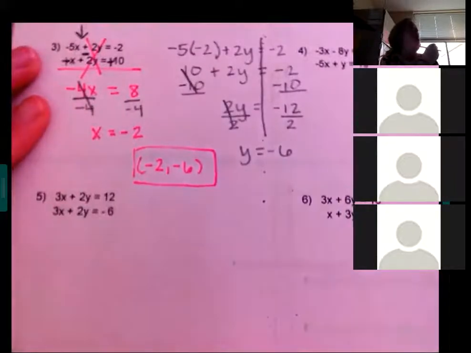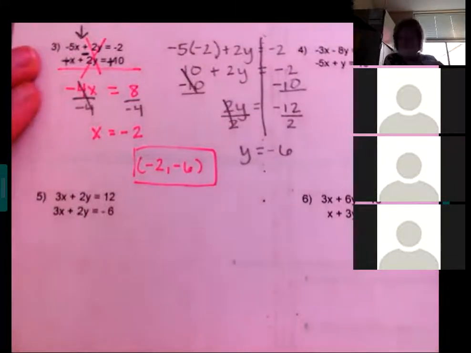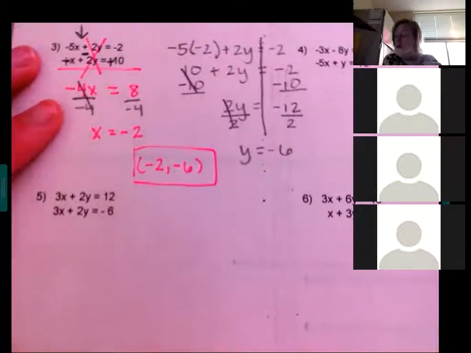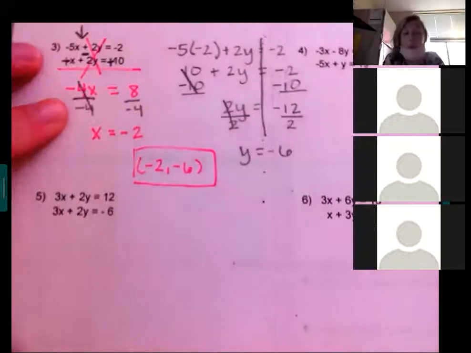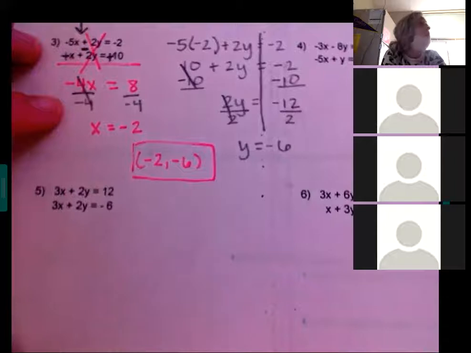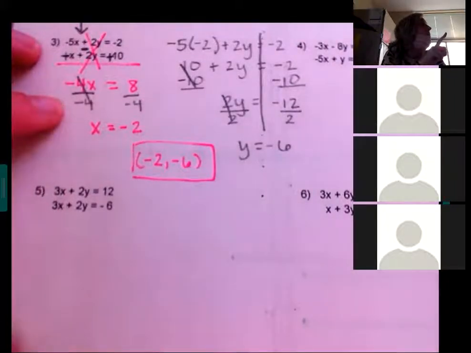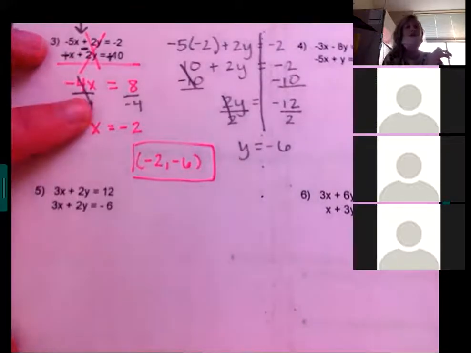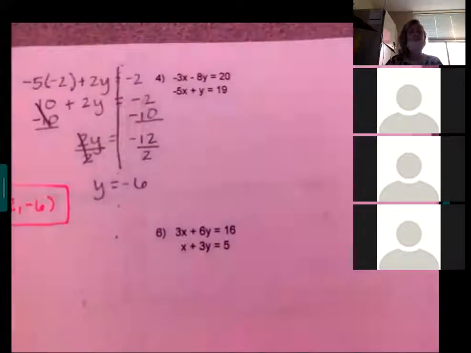So listen. Are we listening? You had to change the signs to make them cancel, but that's okay as long as you change it on all of them, okay? When you plug it back in, remember when you plug in your x to find your y, it doesn't matter where you put it, okay? Hang on, I can't hear you. Go ahead. You can change all the signs in any equation when you're trying to cancel something out. Yes. Yep, good question. All right, let's move on to 4, my children. Everybody look.